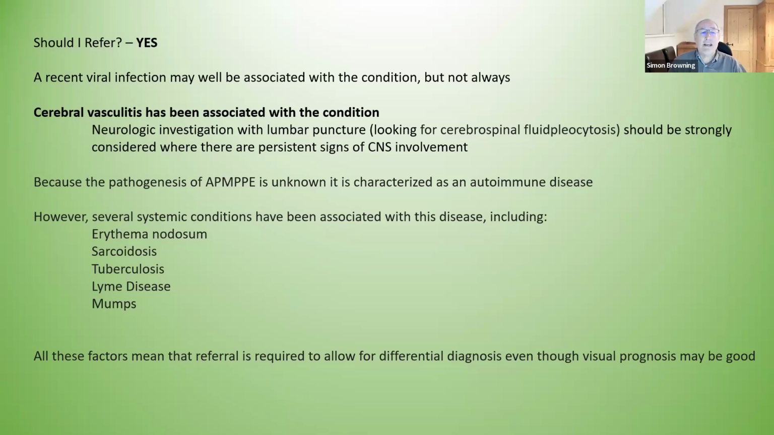Because we don't really understand the nature of this condition, and it's characterized as an autoimmune disease, there are other systemic conditions that could be associated with it: sarcoidosis, tuberculosis, mumps, and Lyme disease. If anybody's ever had Lyme disease or known somebody who's had it, it really is quite debilitating. So we need to find these things, understand what they are, and refer for differential diagnosis. Even though the visual prognosis might be quite good, we need to understand what's behind it.